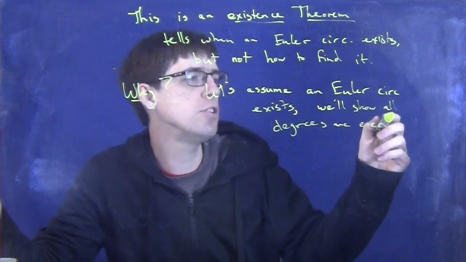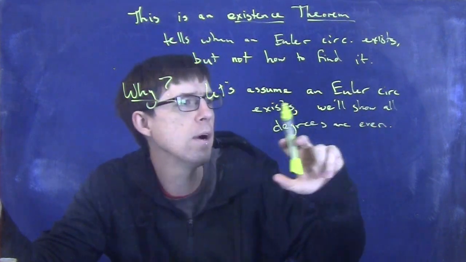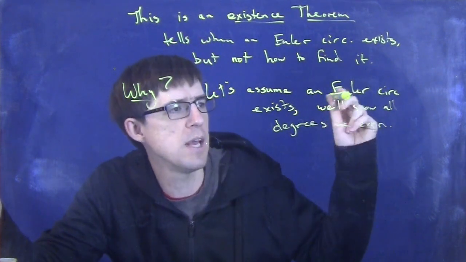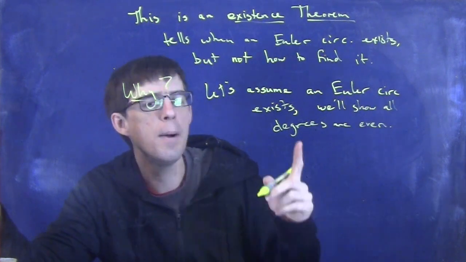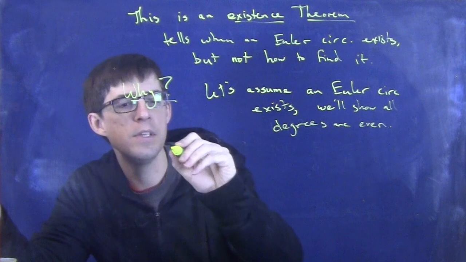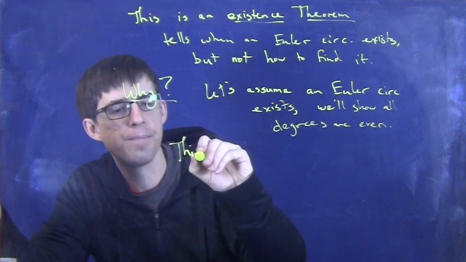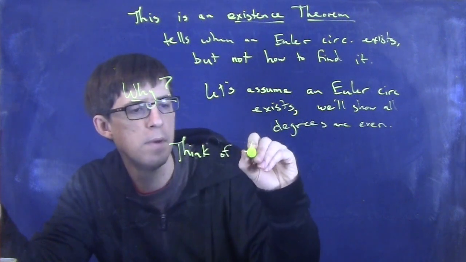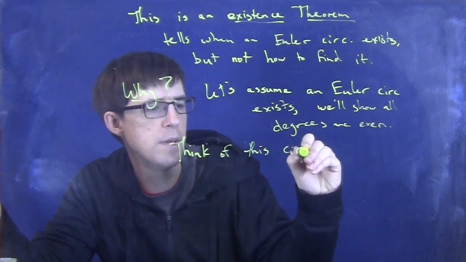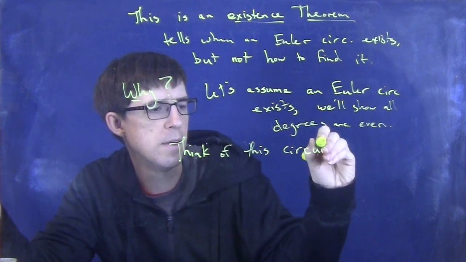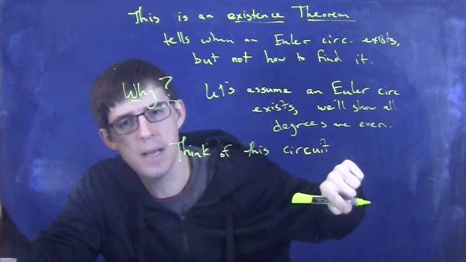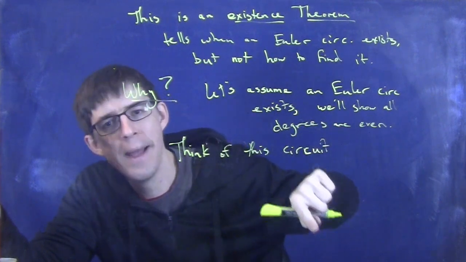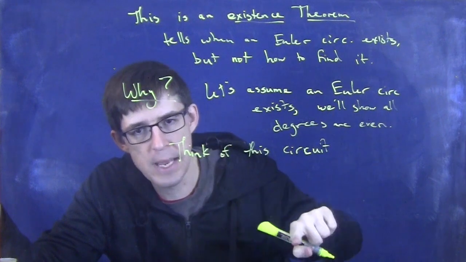But anyway, can you just do along with me here? We're going to imagine that an Euler circuit exists. Why does this mean that all the degrees have to be even? That's what I want to talk about. What we're going to do is think of this circuit, whatever it is. You can think of it as a little ant crawling around the graph. It is possible to start somewhere, hit every edge exactly one time, and end up back where you started.